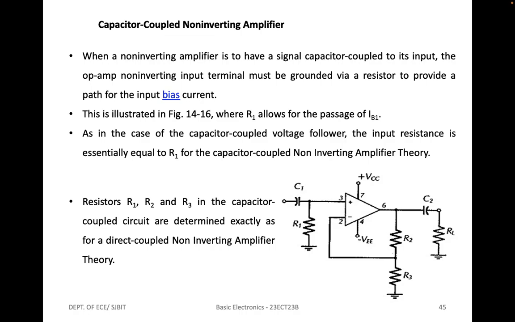The resistors R1, R2 and R3 in the capacitor coupled circuit are determined exactly as for a direct coupled non-inverting amplifier. The capacitor values are calculated in the same way as for a capacitor coupled voltage follower. This circuit diagram shows a capacitor coupled non-inverting amplifier circuit, which must have the non-inverting input terminal grounded via a resistor to provide a path for the input bias current.